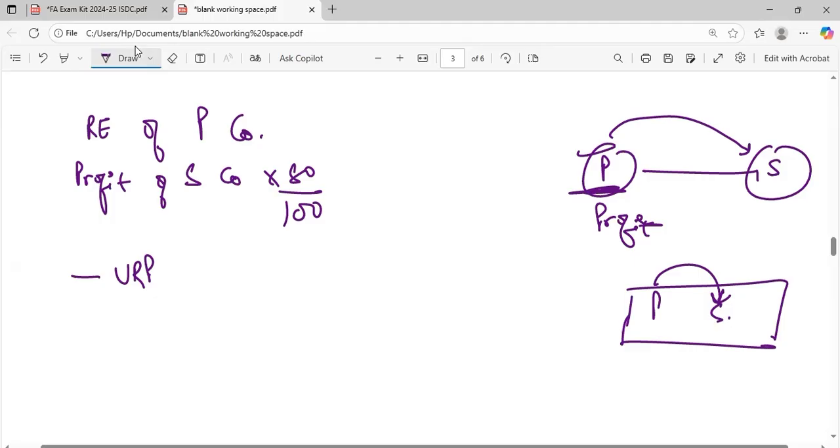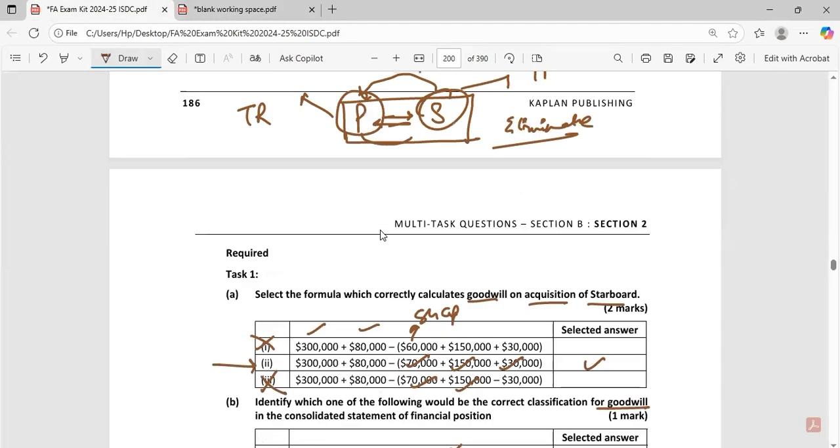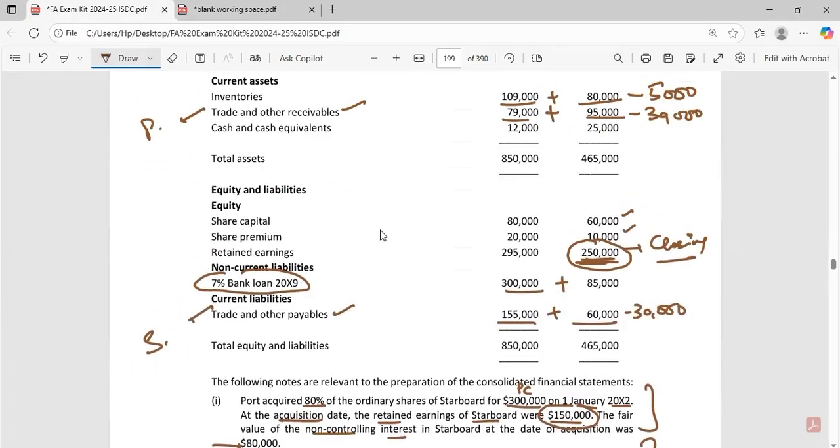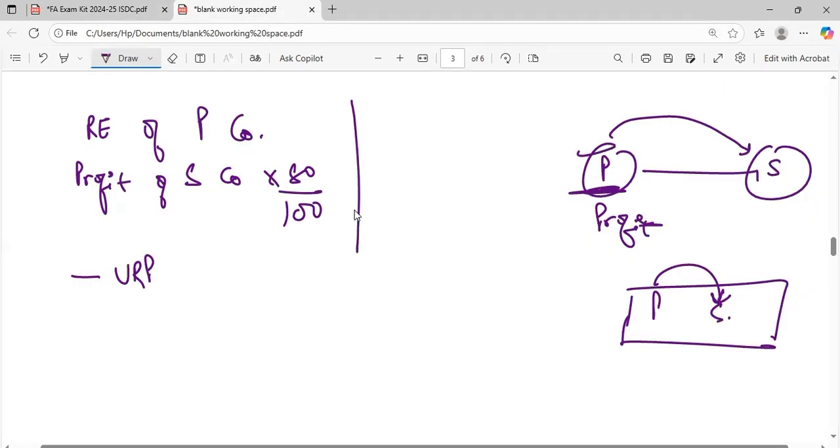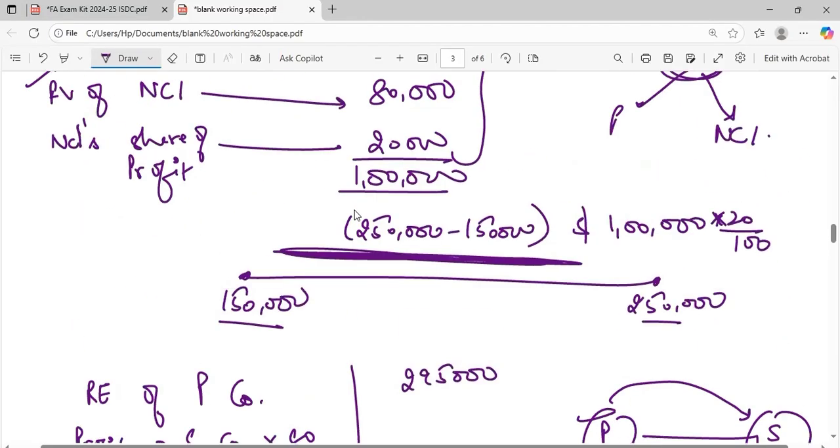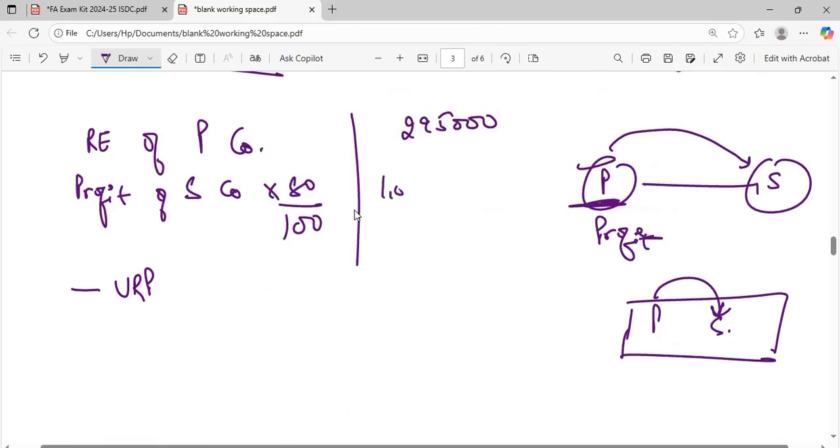Okay, so let's see what are the retained earnings of P company. This would be directly given in the question. So here are the retained earnings of P company, 2,95,000. Okay, 2,95,000. Now similarly, like we did above, here we found that the movement was 1 lakh. Okay, this was the profit. And for the NCI, we multiplied it by 20%. And for our consolidated retained earnings, I will multiply it by 80% because if 20% belongs to NCI, so the remaining 80% would belong to the parent company. Okay, so multiplied by 80%.